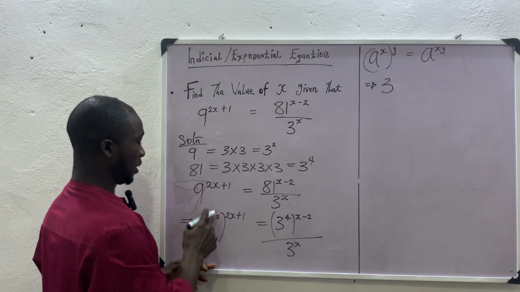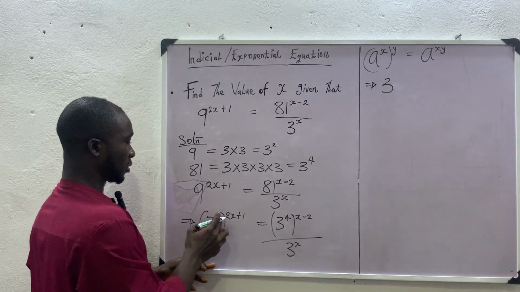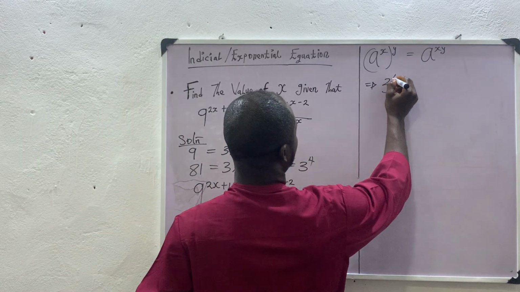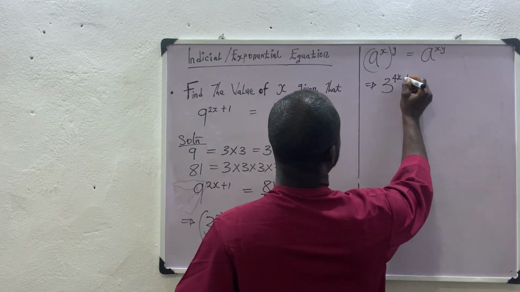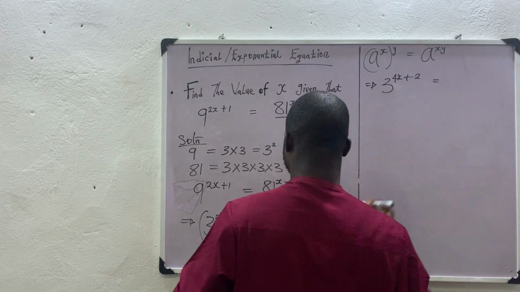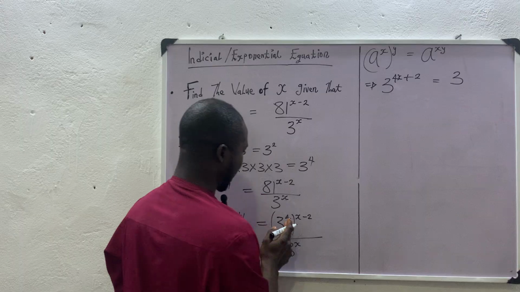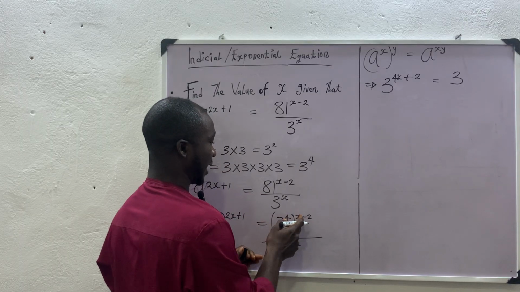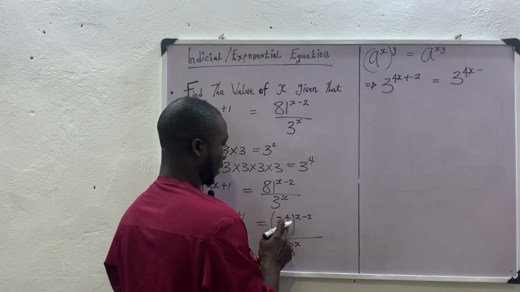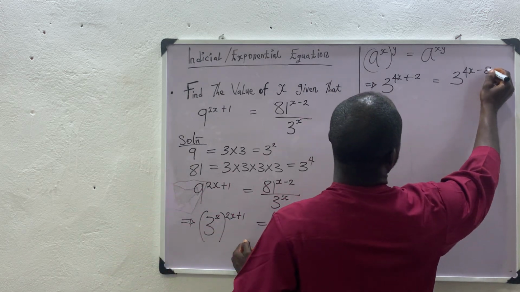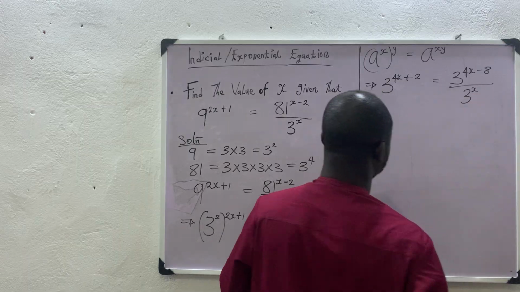So here, 2 will be used to multiply 2x plus 1. If we do that, we have 2 times 2x, which will give us 4x, plus 2 times 1, which will give us 2. And this will be the same thing as here. This is the base. Then I will have 4 times x, this is 4x, minus 4 times 2. This is 8. Remember, here is divided by 3 raised to power x.